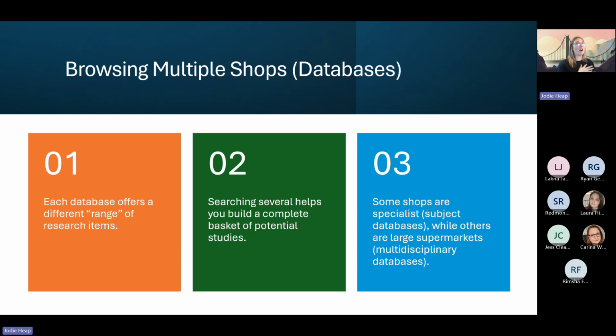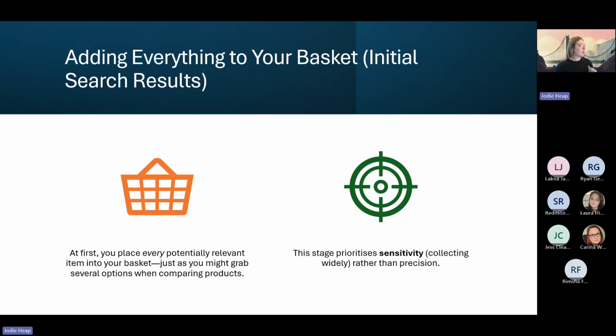So there's an argument to be had about breadth and specialism, particularly when we're considering which databases we want to include in our research. The big databases are great because they will have a broader scope, but it will typically mean more filtering. If we go too narrow, too specialist, we might miss out on interesting and important research, but there's certainly less filtering to go through. So it's about trying to find that balance when we're considering our shopping locations. So what we want to do in our initial search is add everything to our basket that we find.